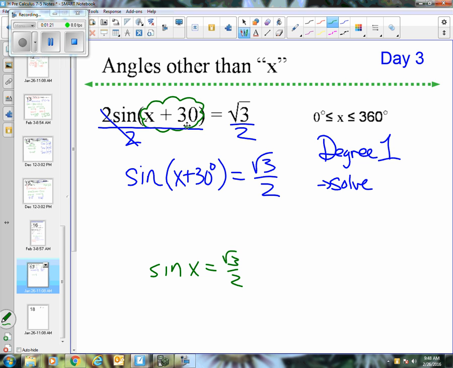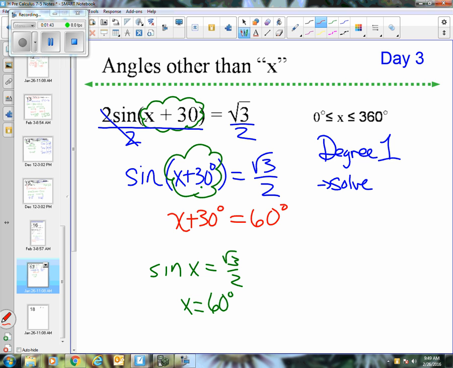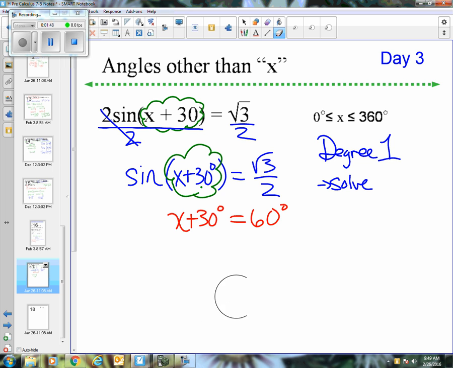If this had just said sine of x equals square root of 3 over 2, I don't think anybody would have an issue with that, because that would just mean, at what angle is sine square root of 3 over 2? 60 degrees, done. Well, that expression, whatever's inside, still has to have that value. The only way sine can be square root of 3 over 2 is if I have a 60-degree reference angle, which means whatever that angle expression is, it still has to equal 60 degrees. It's just that now instead of just x in there, it's x plus 30.